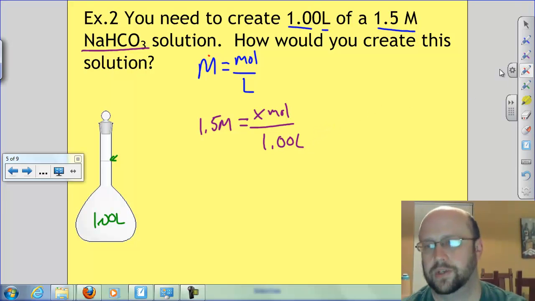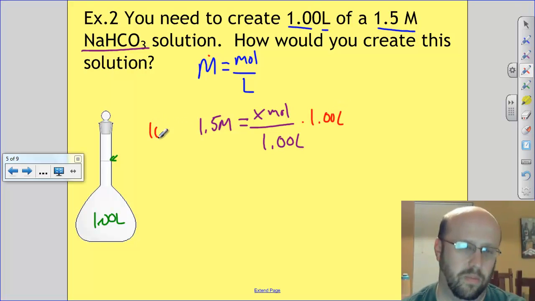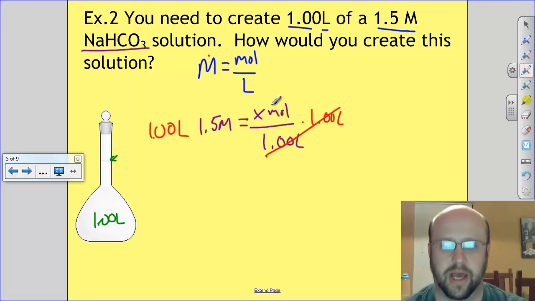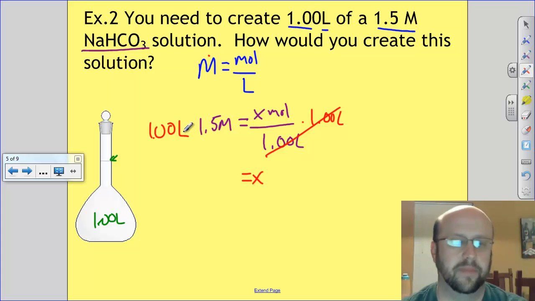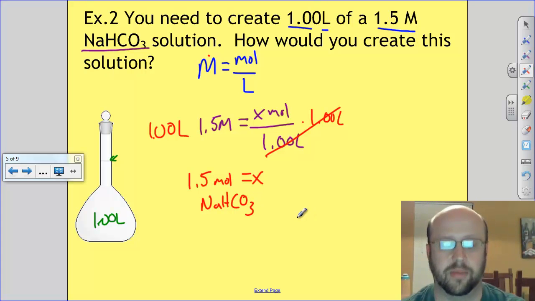Okay, so we're going to do some algebra here. I'm going to multiply both sides by 1 liter. Okay, why do I do that? Because that will cancel them out over here. It'll get X by itself. Okay, so we multiply that out, and that basically is going to tell me that I have 1.5 moles of whatever the solution is. In this case, it's sodium bicarbonate or sodium hydrogen carbonate.